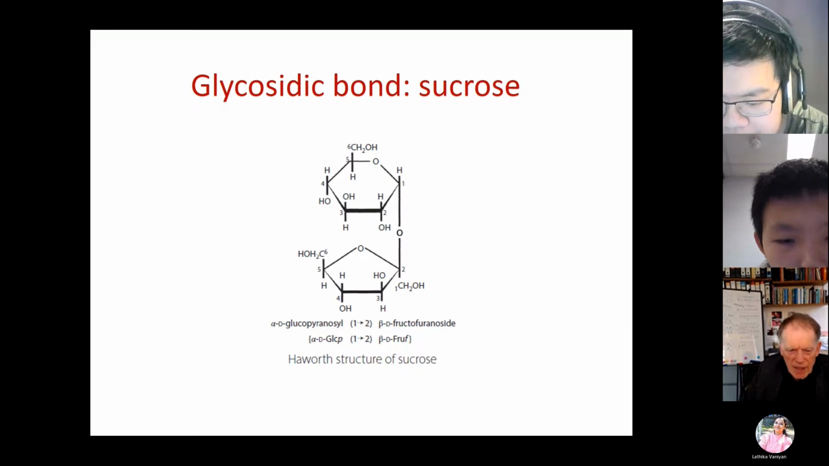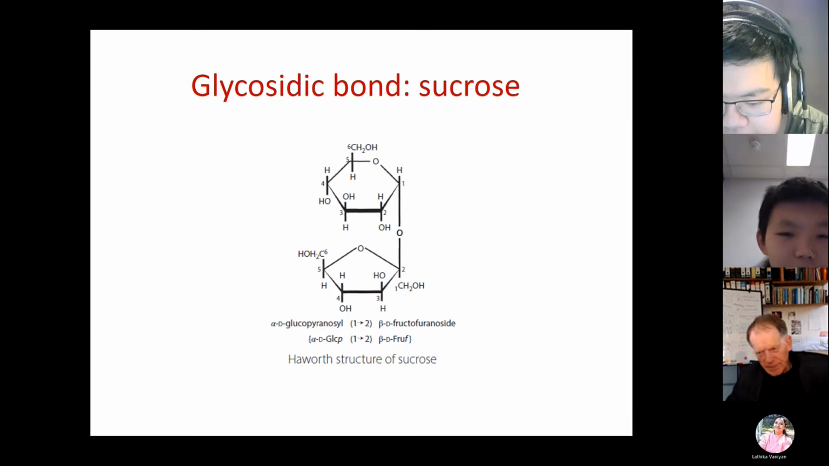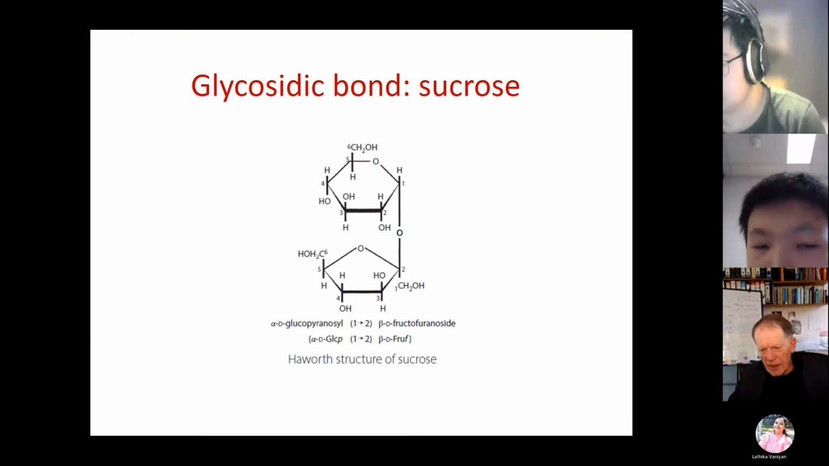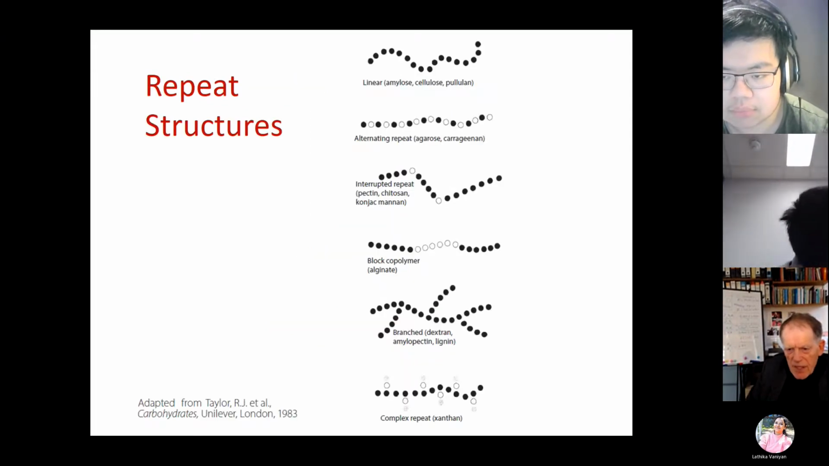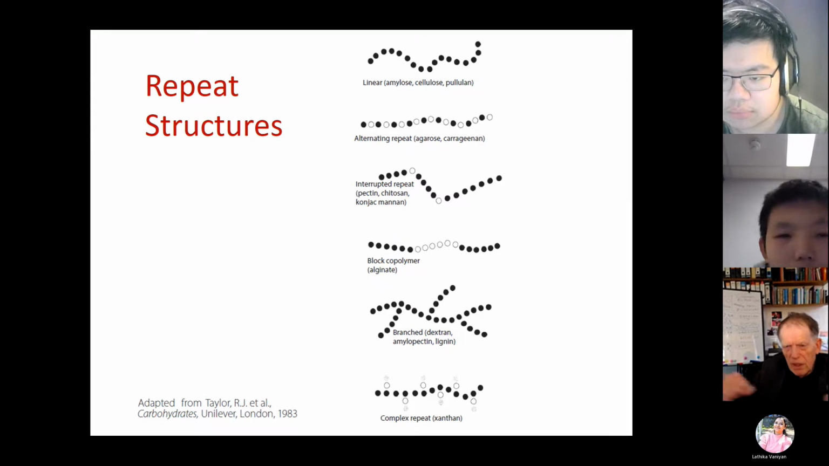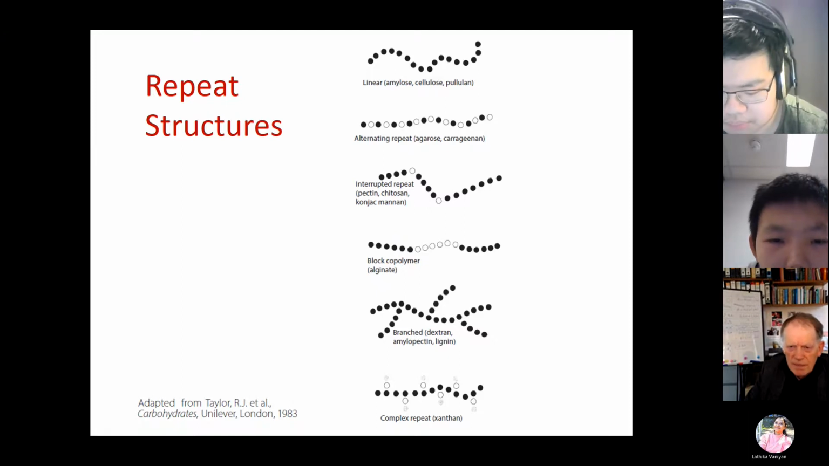But there are many other examples in the book here, and also you'll hear more from the Phelps video. Then these can build up into larger polysaccharide structures, and you can get these repeat structures. So you get repeats of the same type of monosaccharide, all linking together to give a linear molecule: amylose, cellulose, pullulan. So these are polymers of glucose, but linked in different ways.